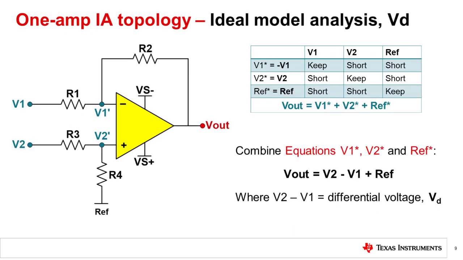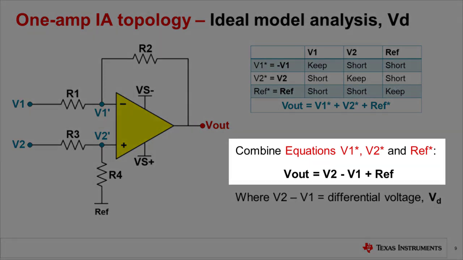Let us recap the equations we just derived. Equation V1 star is Vout is equal to negative V1. This has inverting gain to the output. Equation V2 star is Vout is equal to V2. This has non-inverting gain to the output. Equation ref star is Vout is equal to ref. This is the output due to an applied reference voltage.